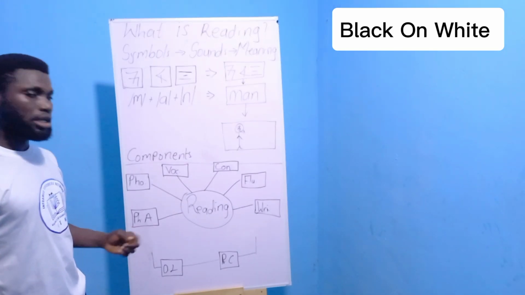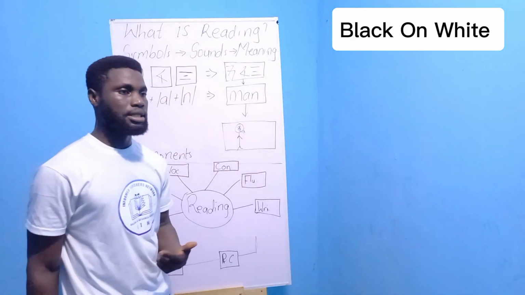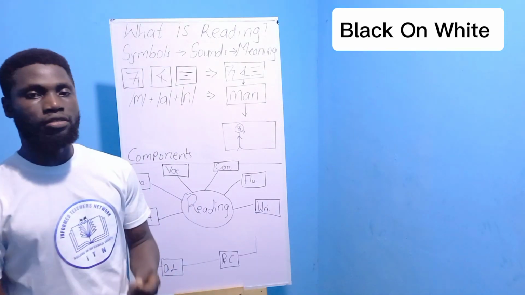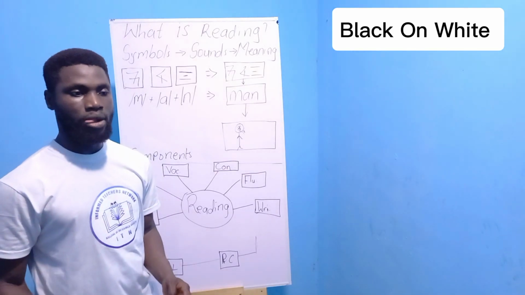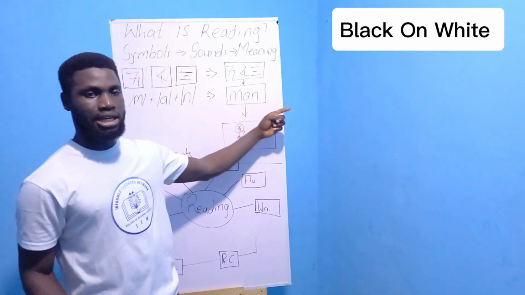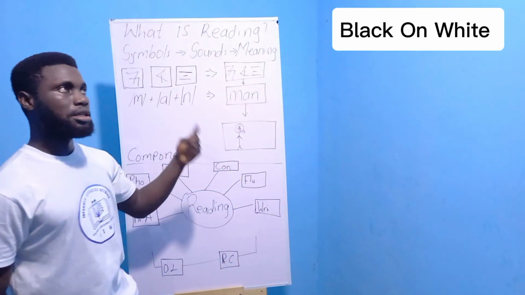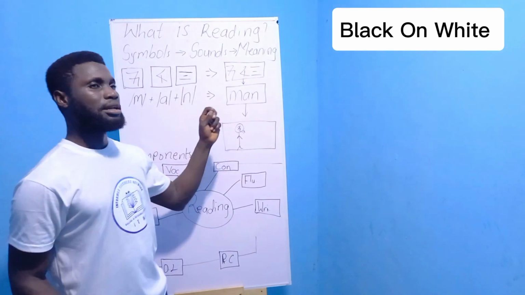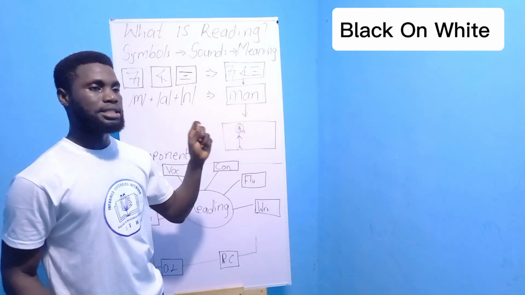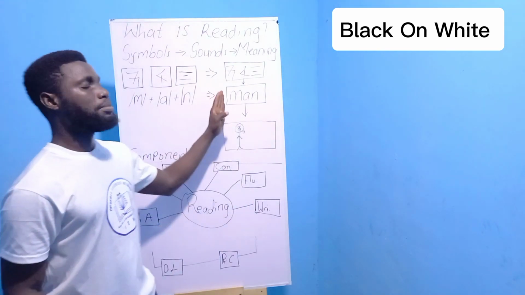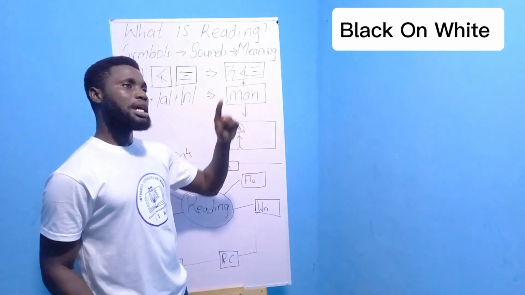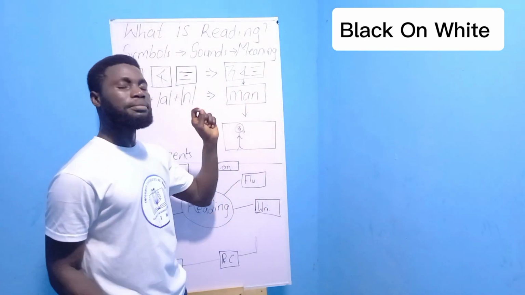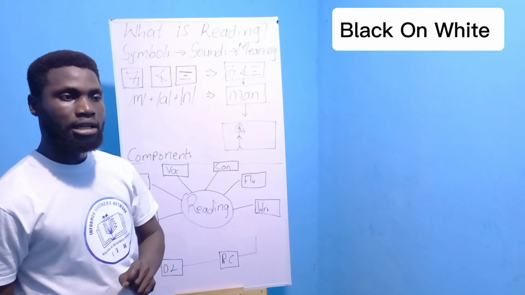Phonological awareness. And what is phonological awareness? This is the ability of the learner to differentiate between sounds. For example, when you say man, the child is able to identify that man has three different sounds. The beginning sound is mm, the ending sound is nn, and then the middle sound is ah.